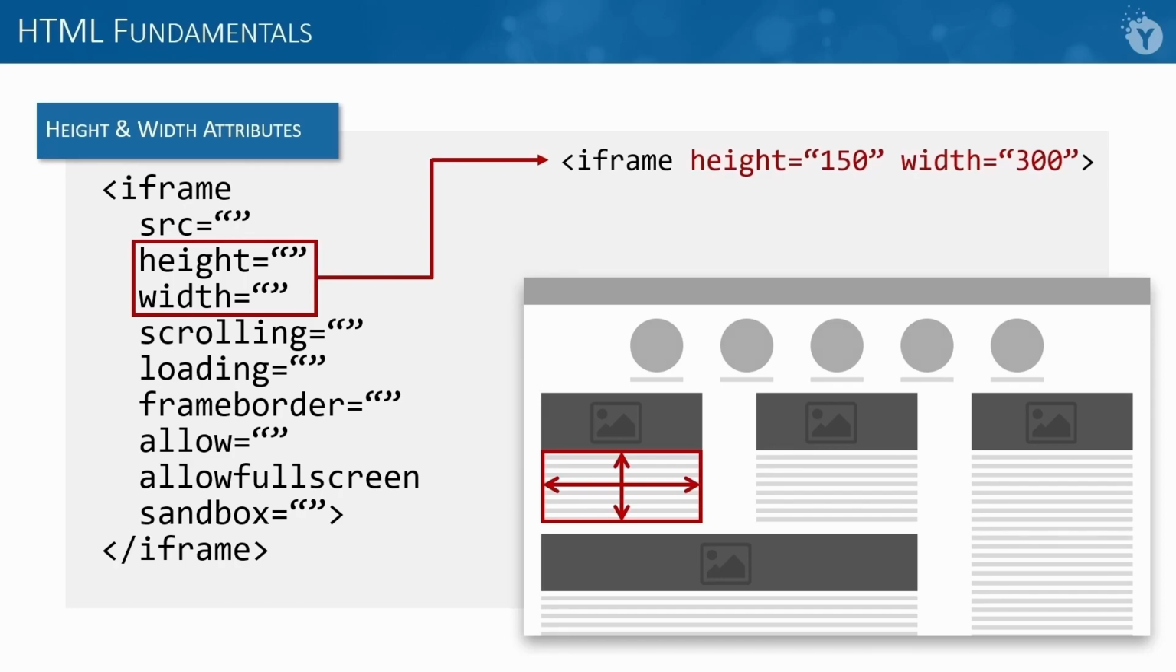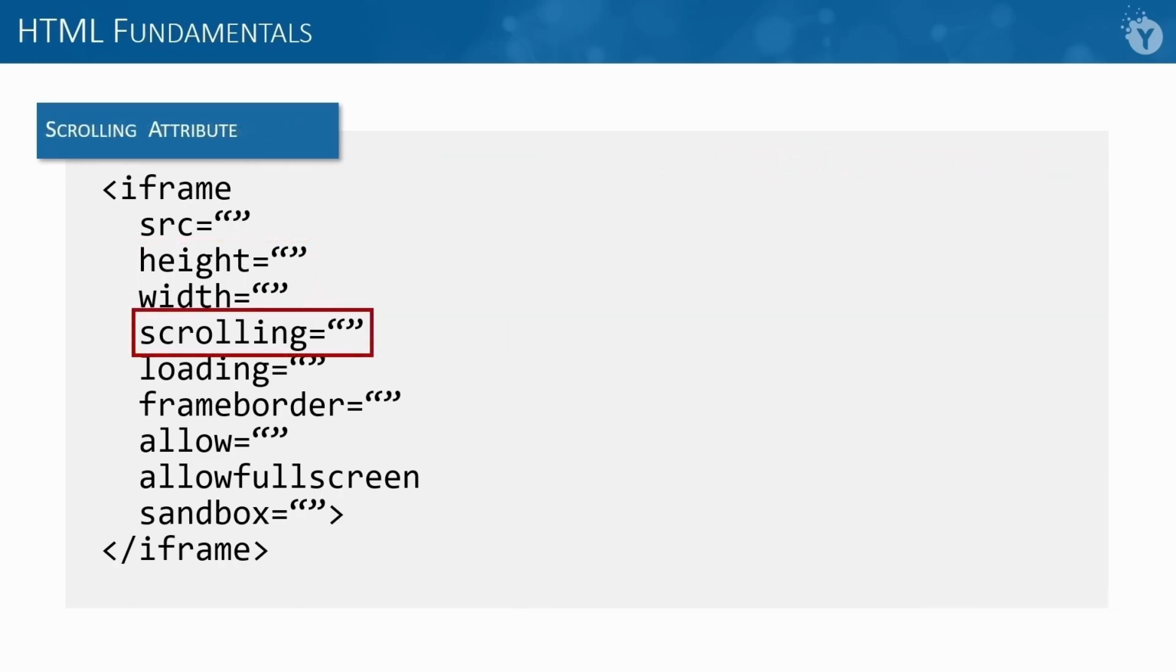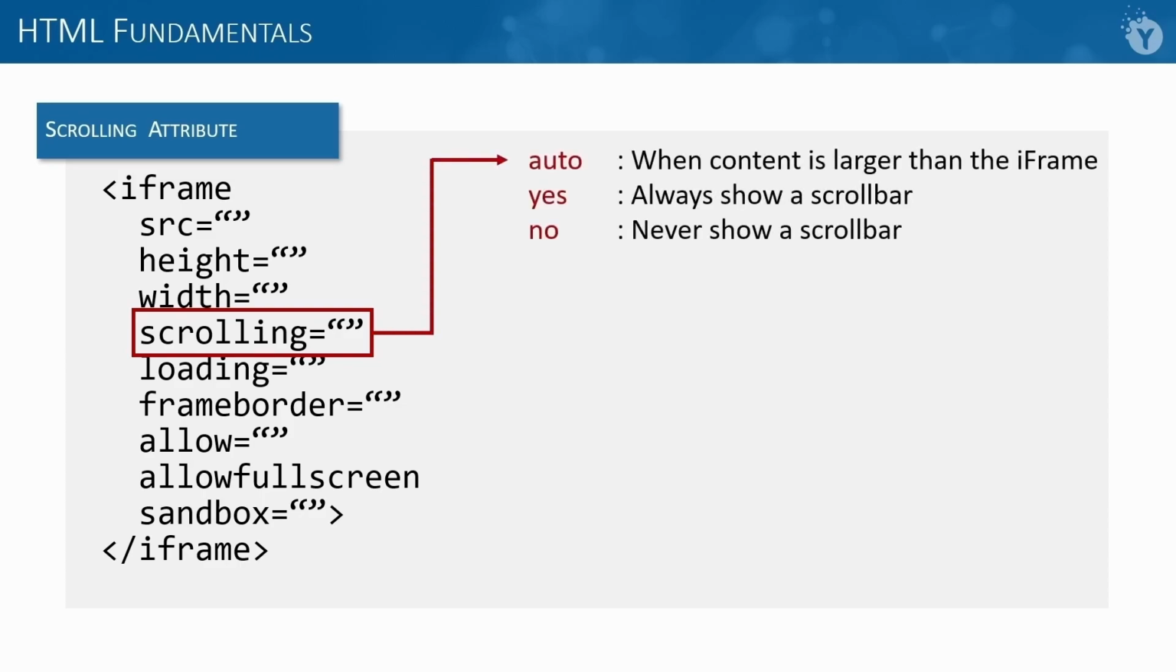This brings me on to the next attribute, which is scrolling. Remember that an iframe is a window, and windows can scroll. We can therefore use this attribute to tell the browser whether it should support scroll bars or not. The available values for this attribute are auto, yes, and no. Auto tells the browser to display scroll bars, but only when they're needed. That is, when the contents of the iframe is larger than the frame itself. Yes will always display scroll bars even if they're not needed, and no will never display them even if the content is larger than the iframe.